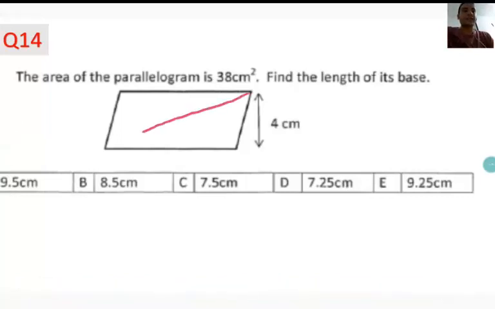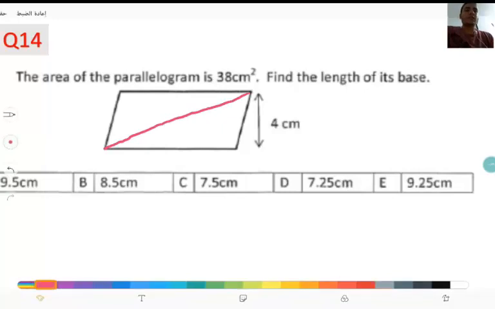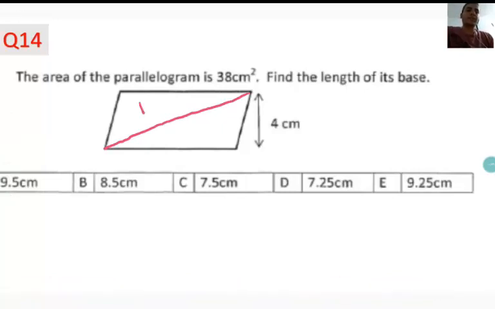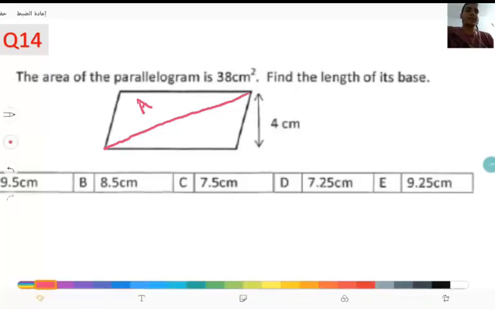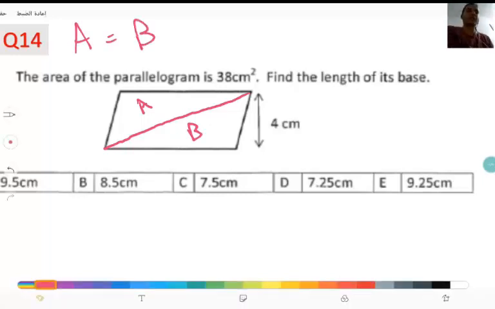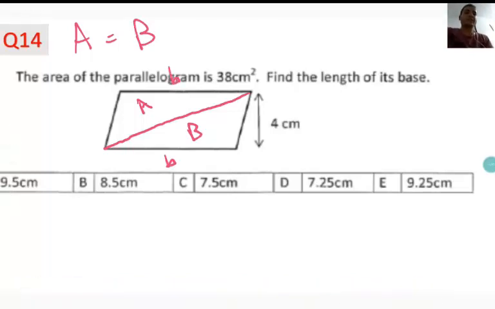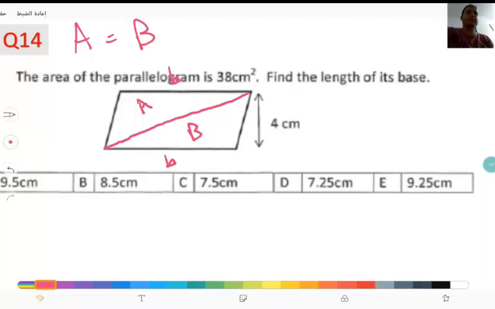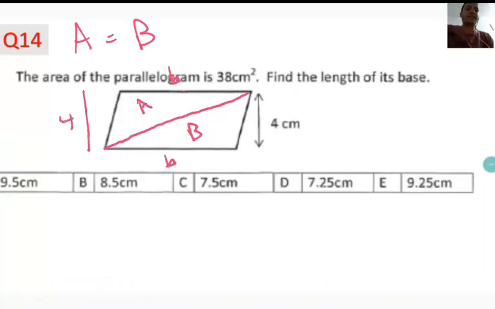this parallelogram into two equal triangles, A and B. And notice that the area of A equals the area of B. The base of B and A are the same. Also the height of A and B are the same, 4 centimeters, 4 centimeters.